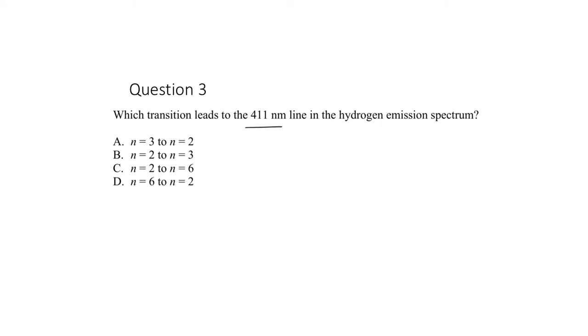Which transition leads to the 411 nanometer transition in the hydrogen emission spectrum? So we have to have emission, so we have to go from some high n state to some low n state. We have to go from a high to a low energy state in order to have emission, otherwise it would have been absorption. And so this rules out B and C. So only A and D go from a high to a low n state.